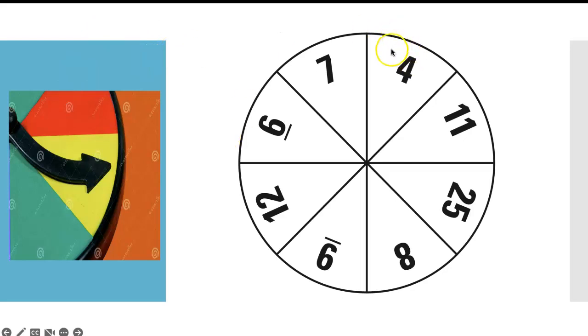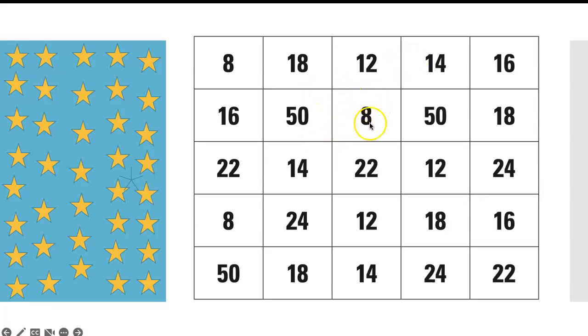Okay, for example, if you spin and you land on number 4, you'll multiply 4 by 2, which will result in the number 8. So you will find 8 and put a star on the number 8, or whatever number your product corresponds to.